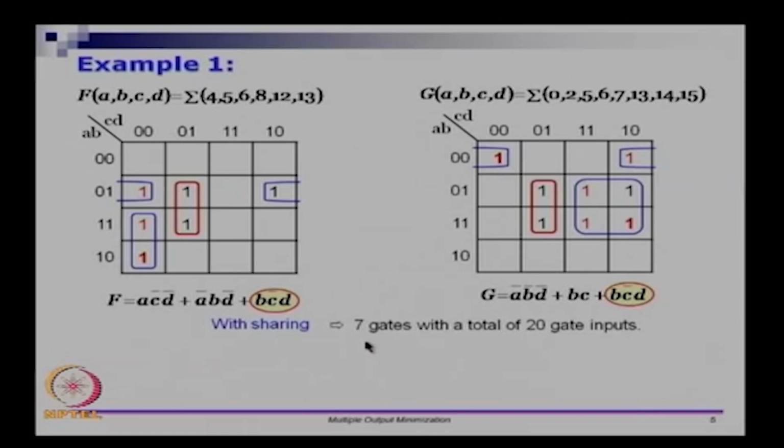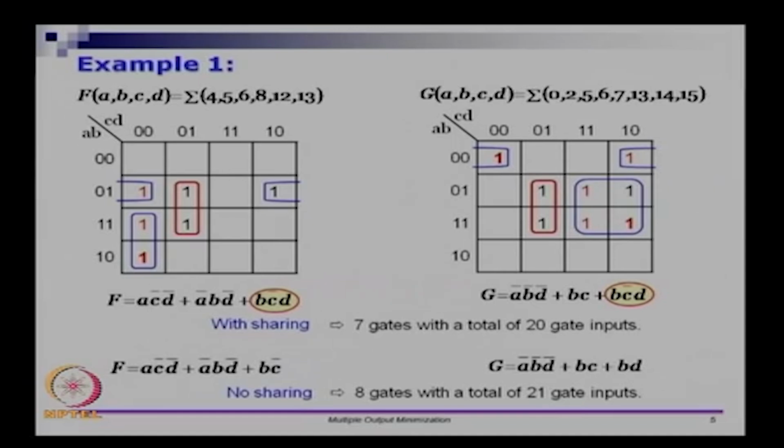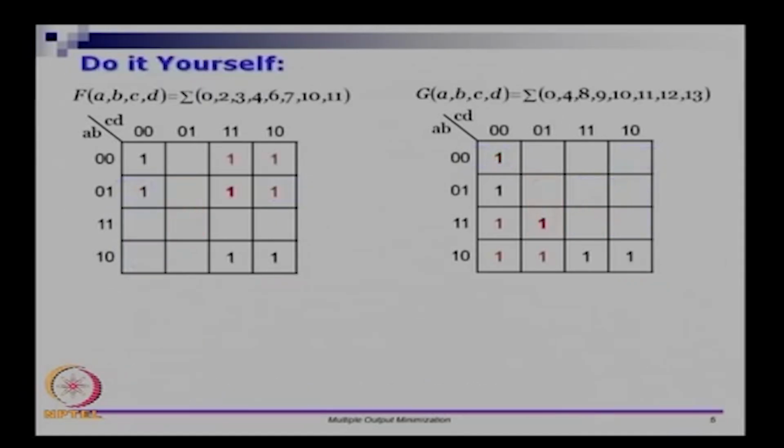So with sharing, we actually get 7 gates and a total of 20 gate inputs. So the number of inputs that come into the gates is actually 20. You ignore this for a while now, you need only 7 gates in this. So this is a very useful thing to have. Without sharing, you would have had 8 different gates. So let us just leave this for a while. You can see that B C bar D being shared is useful.